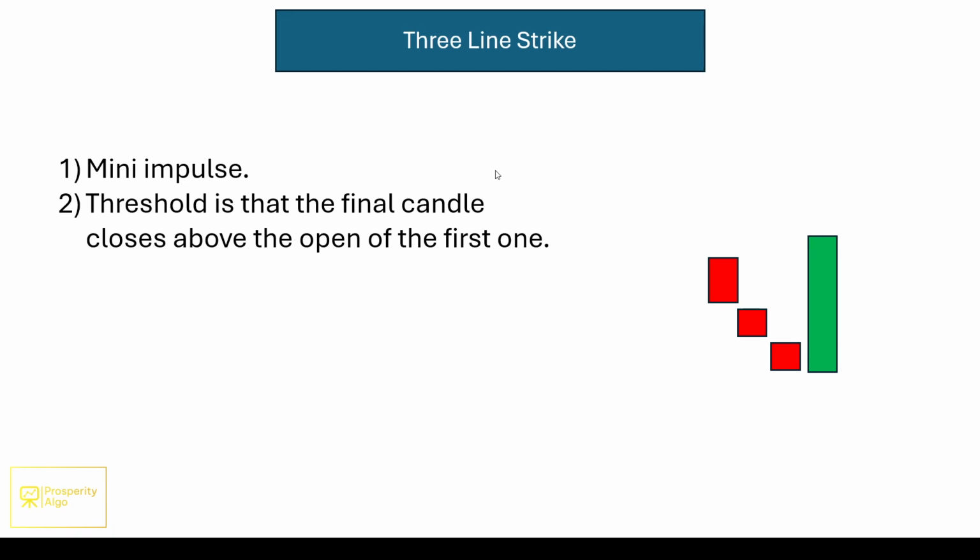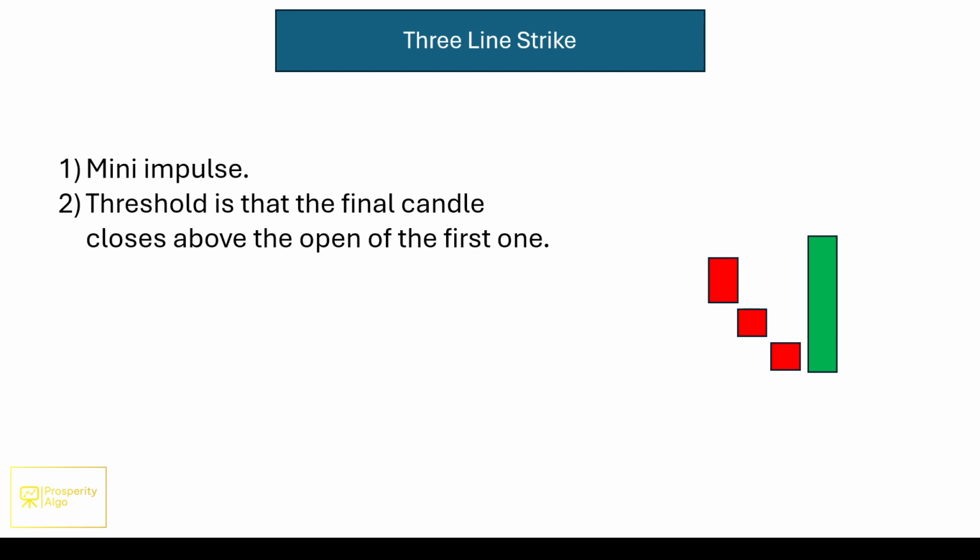We can now move to the three-line strike. And the three-line strike I have found to be almost like a mini impulse, because a three-line strike can be defined as three candles in one direction, followed by a large candle which engulfs the three prior. So the close of the large candle is above the open of the first candle.